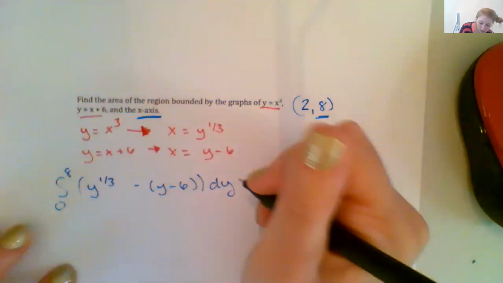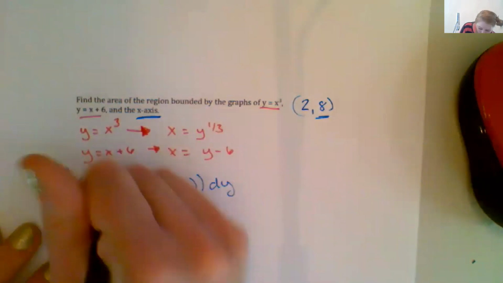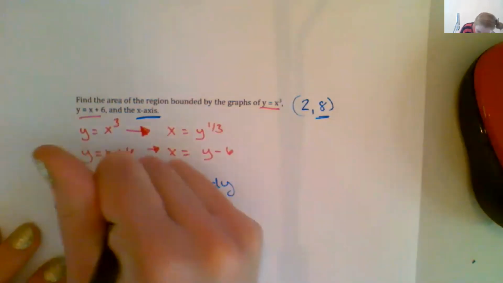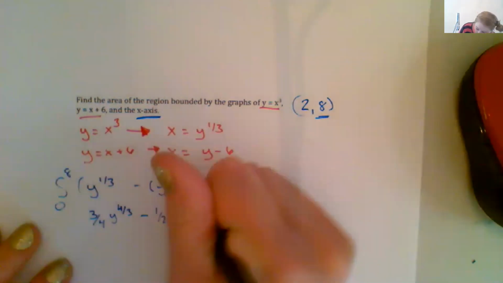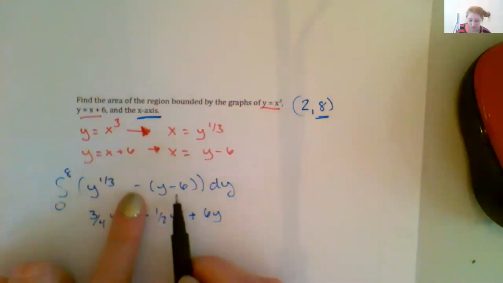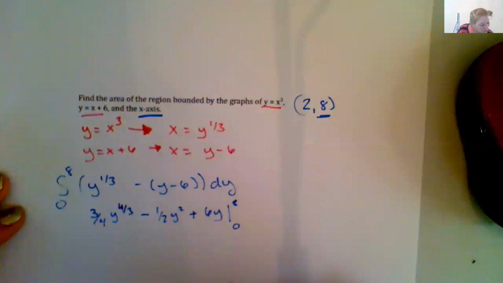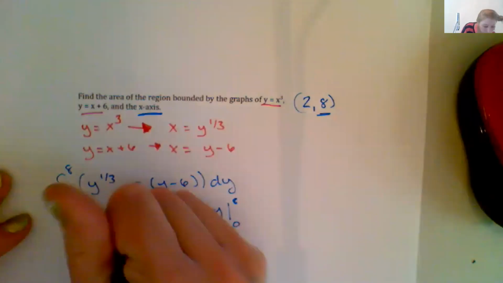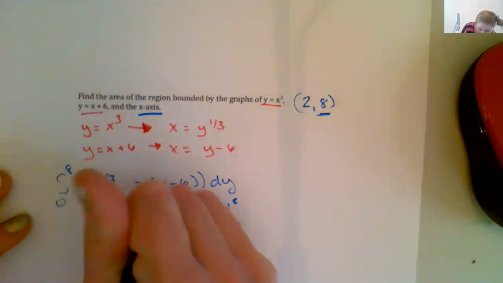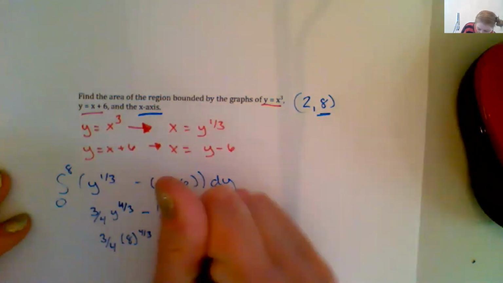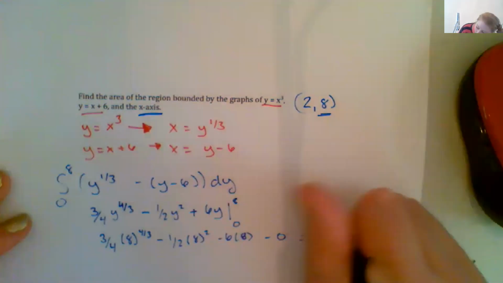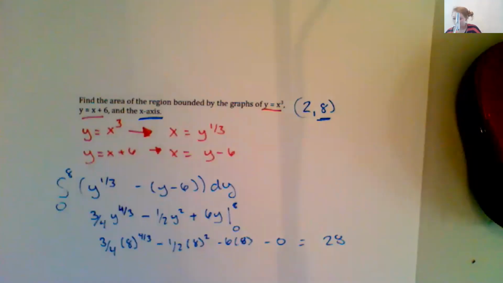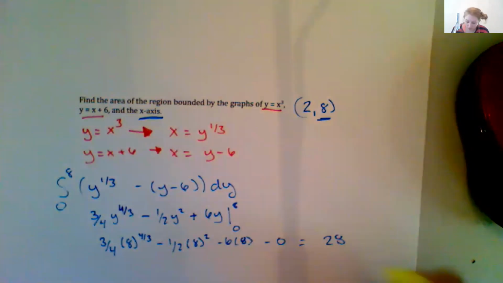And so we're going to integrate now. So we're going to get 3/4 y to the 4/3 minus 1/2 y squared plus 6y. Got two negatives here. And we're going to evaluate that on 8 and 0. Okay, so I'm going to say 3/4 8 to the 4/3 minus 1/2 8 squared plus 6 times 8 minus 0. And if I plug all that in, I'm going to get 28. Yay. All right.